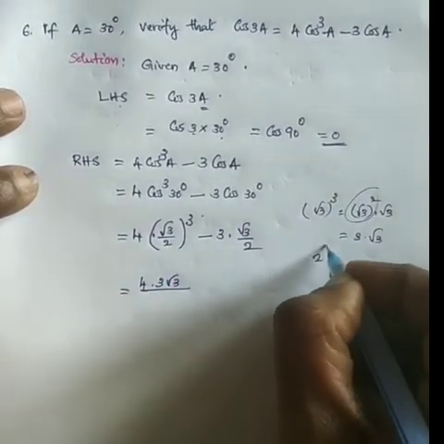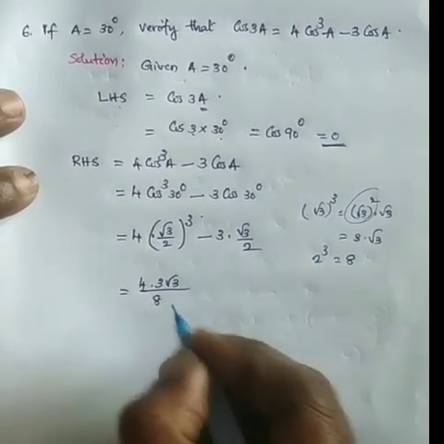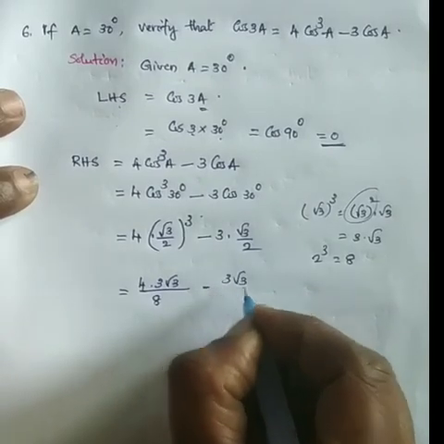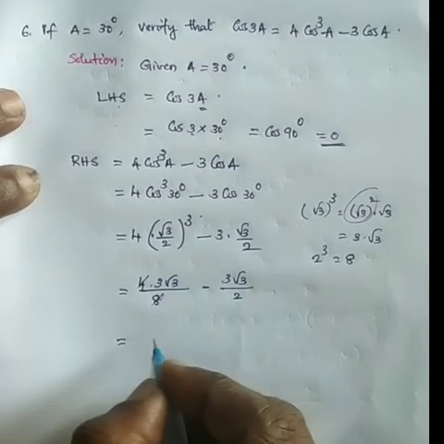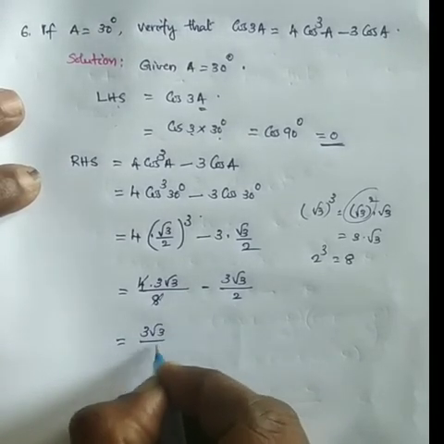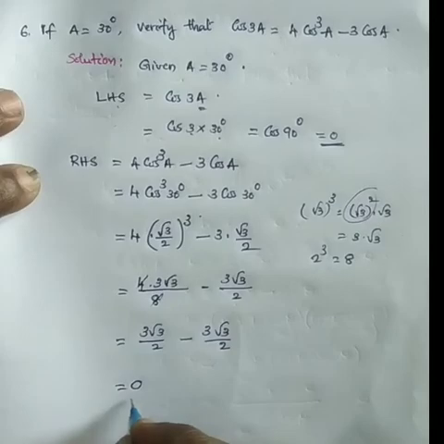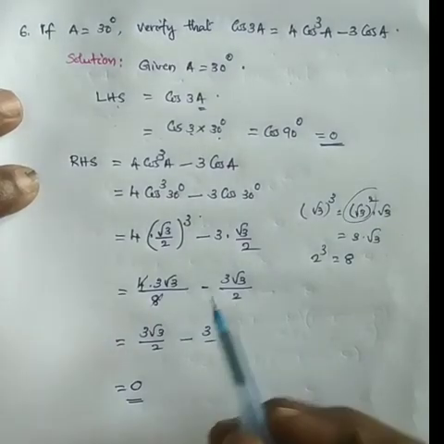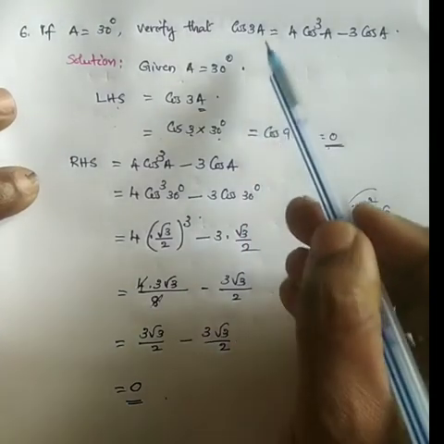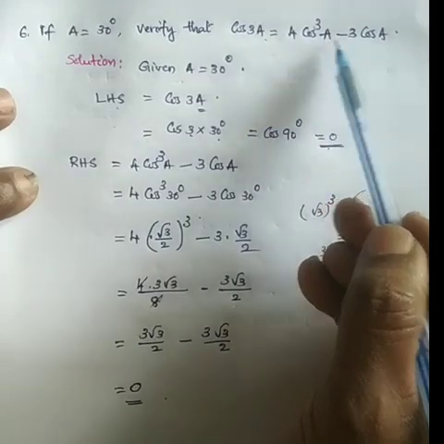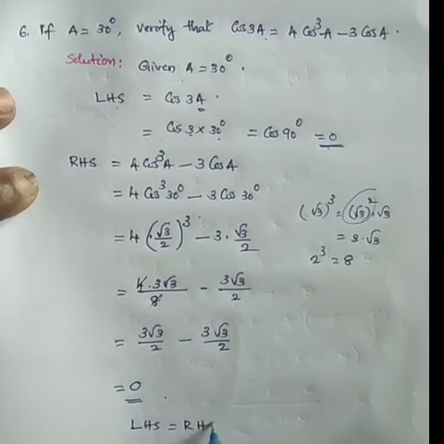2 cube is 2 into 2 into 2, that is 8. So 8 divided by 8 minus 3 root 3 by 2. Okay, 4 by 8 is 1 by 2. So 3 root 3 by 2 minus 3 root 3 by 2 is equal to 0. See, here the LHS is 0, RHS is 0. Therefore, cos 3a equal to 4 cos cube a minus 3 cos a, hence it is proved.